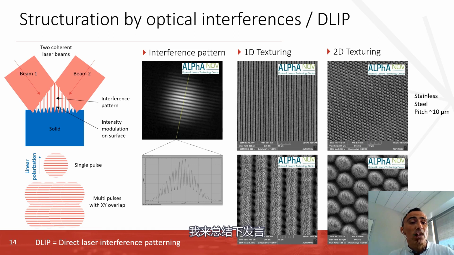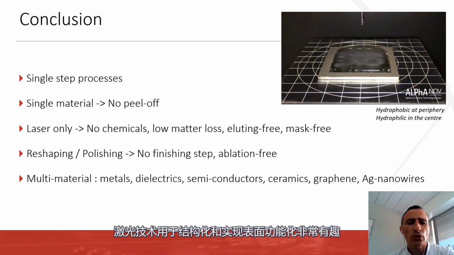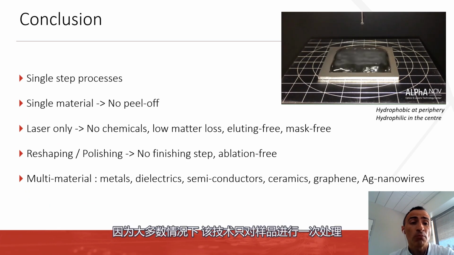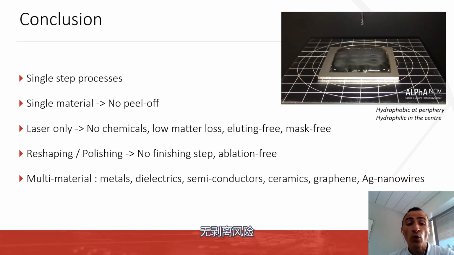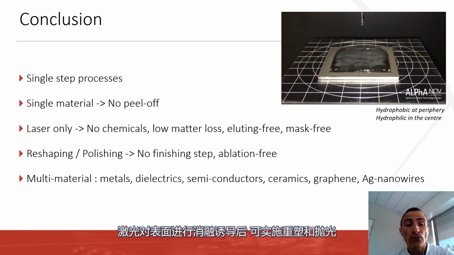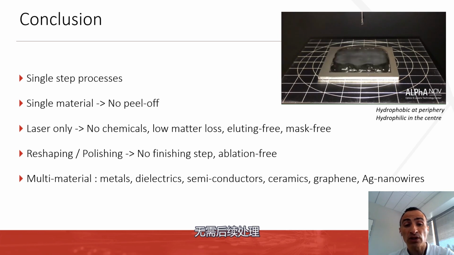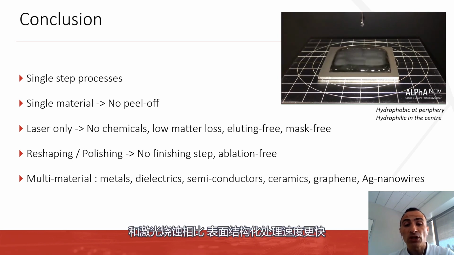Okay, to conclude my talk, I will say that laser technology is quite interesting for structuration in order to introduce some functionalization on the surface, because in most cases it's a single-step process. So there is no risk of peel-off, there is no cover layer. It's a laser treatment only, so there is no chemical, low material loss, it's etching-free and mask-free. In the case of reshaping and polishing induced by surface melting, there is no finishing step, and it's ablation-free. It's much faster compared to laser ablation itself.